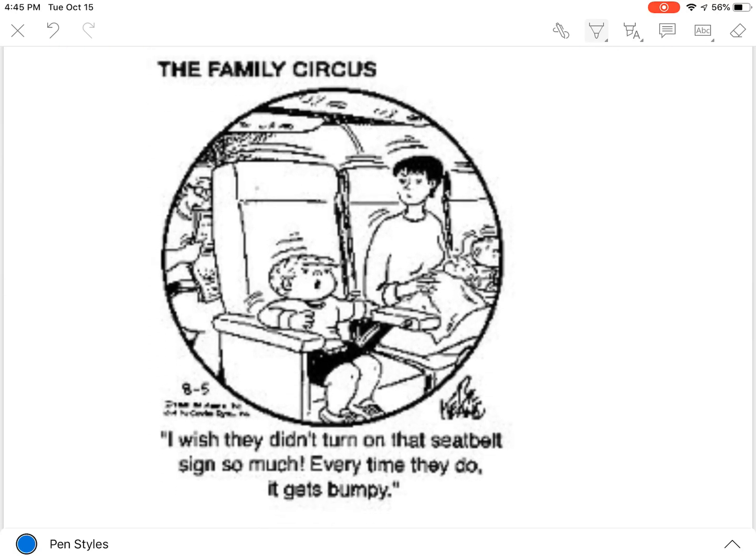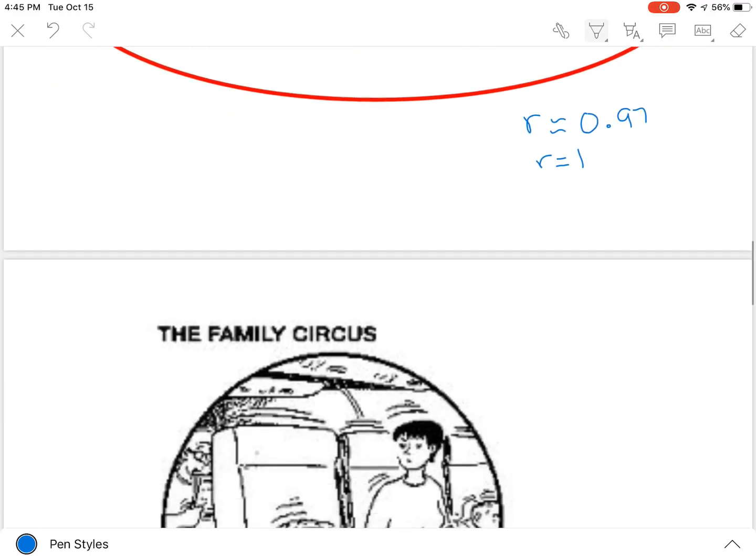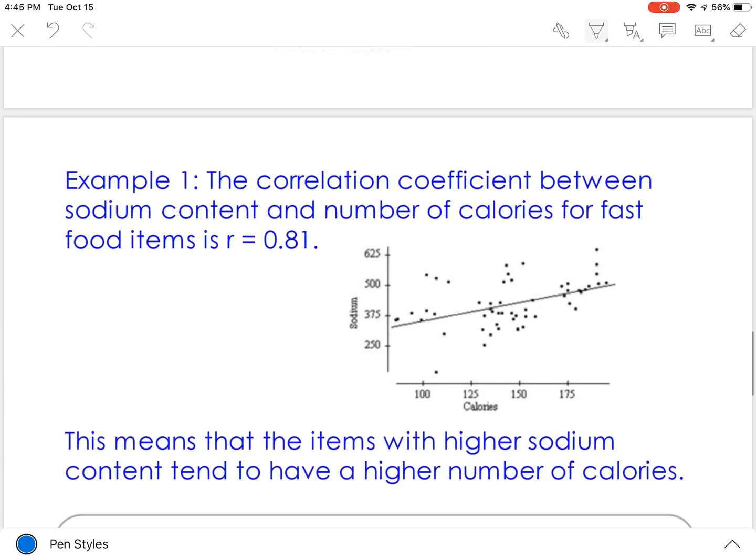Here's an example from a little cartoon from the Family Circus. It says, "I wish they didn't turn the seatbelt sign on so much. Every time they do, it gets bumpy." So Billy thinks that when they turn the seatbelt sign on, that causes it to get bumpy. But that's not the relationship, right? There's a correlation there, but his causation statement's a little off.